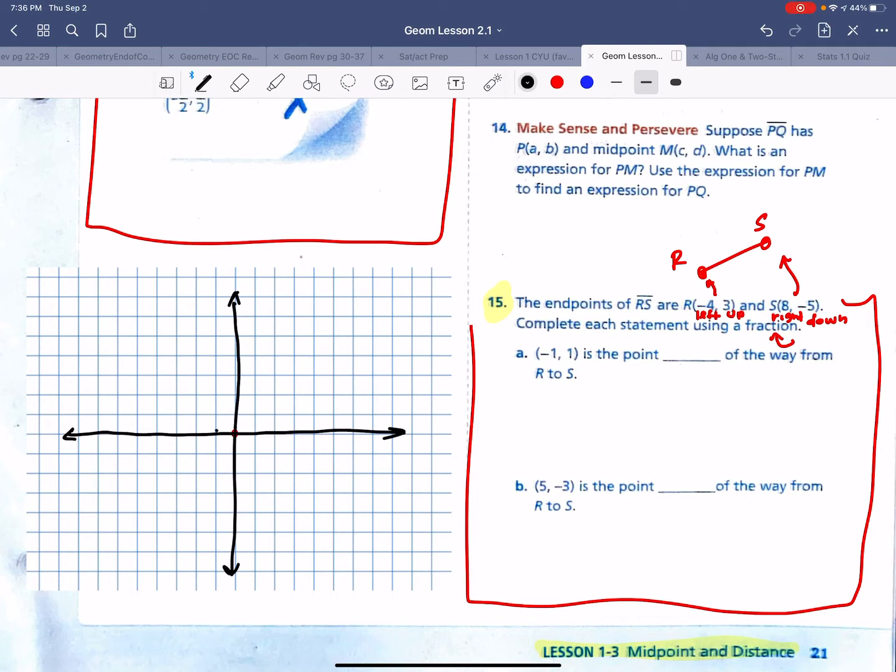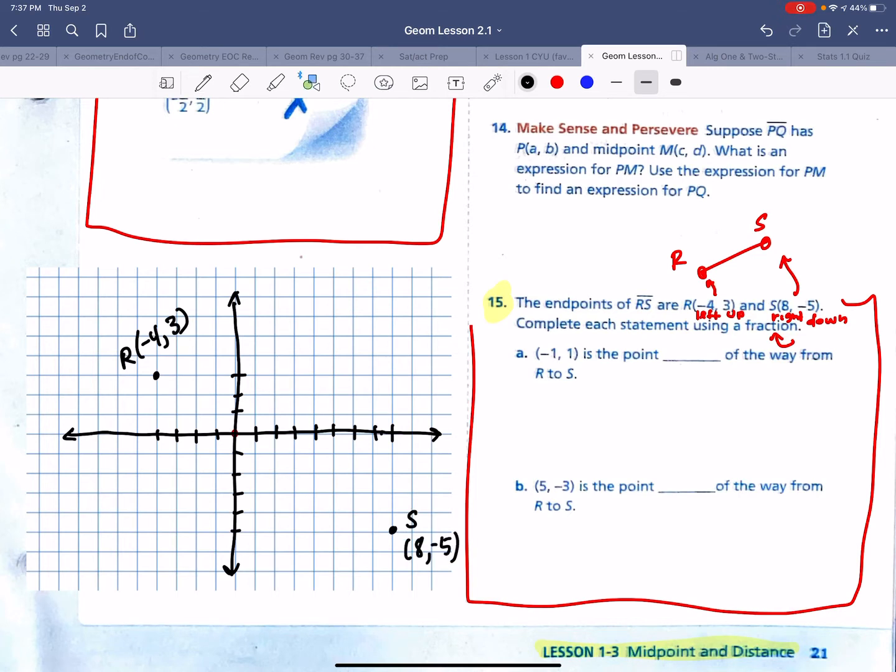All right, so to find my point R, I'm going to have to go left 4, up 3. Then S is right 8. So I might even have to go a little further than I thought. Right 8: 1, 2, 3, 4, 5, 6, 7, 8. Right 8, down 5. Boom. S is right 8, down 5.